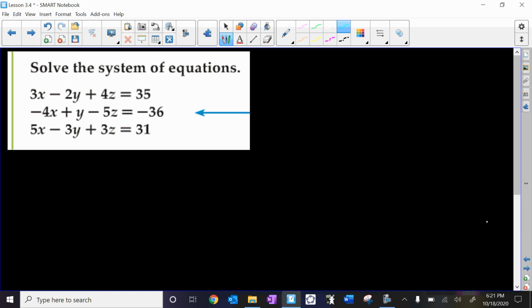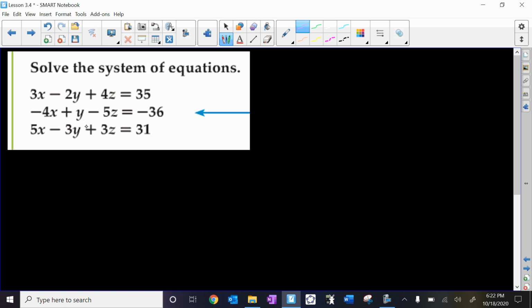In this example, we are going to solve a system of equations with three variables. And I'm going to do it based on the elimination method. So in this case, I'm going to try and eliminate y since y is by itself in the second equation. So I'm going to eliminate y from the first and the second and third.